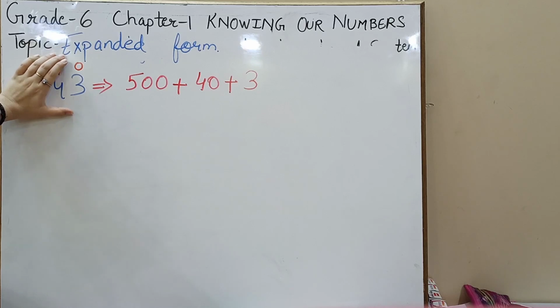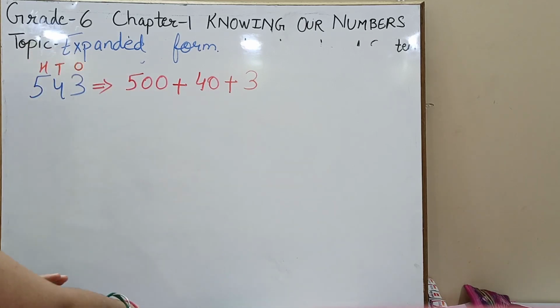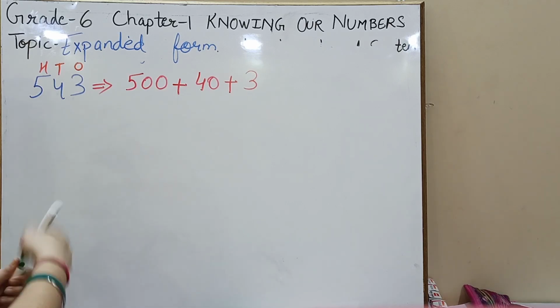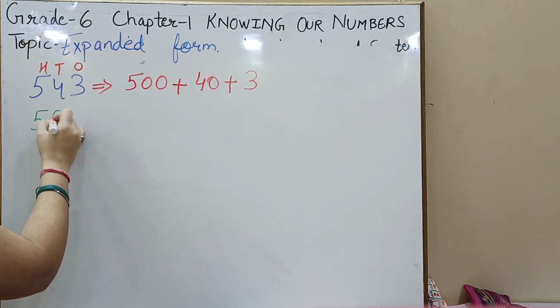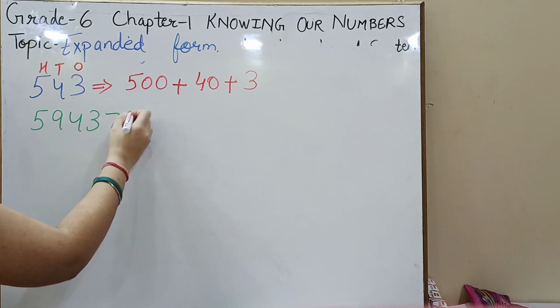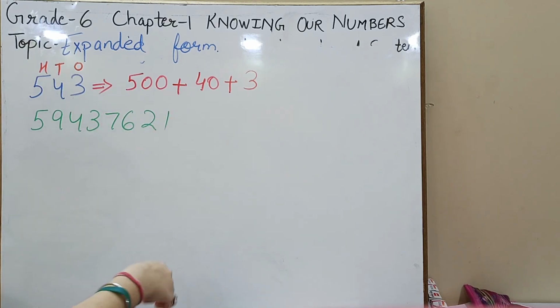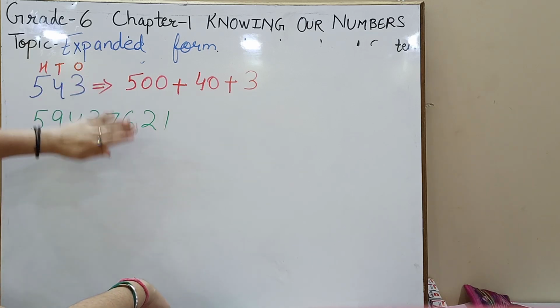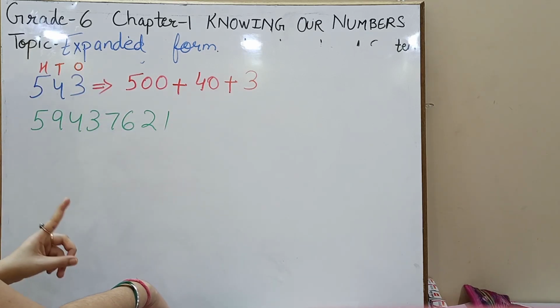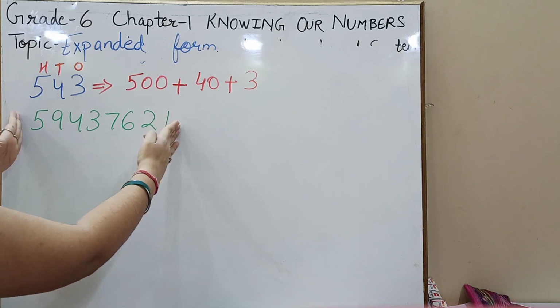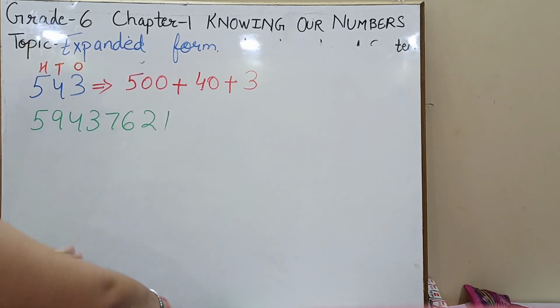So this is the standard form and this is the expanded form. But these are smaller numbers. But if I give you a larger number, let's take the example of a number 5, 9, 4, 3, 7, 6, 2, 1. And I tell you write down the expanded form of this according to Indian number system. Question, listen carefully. Write down the expanded form of this number according to Indian number system.